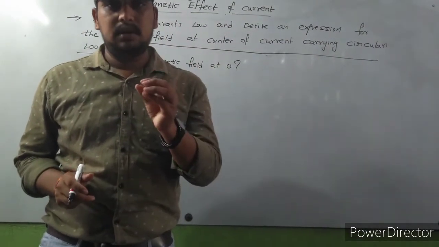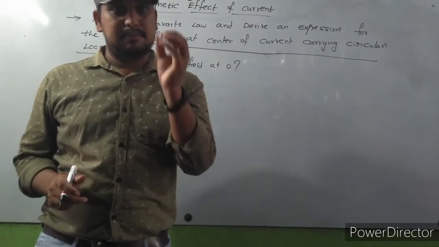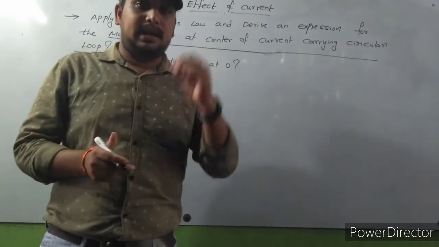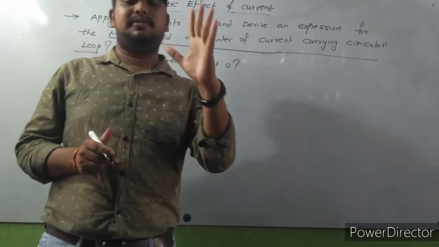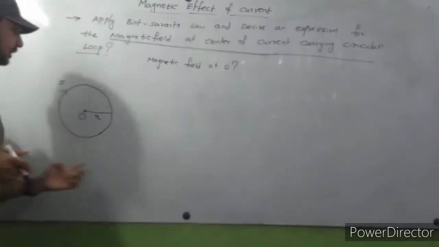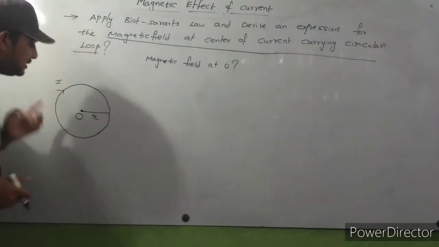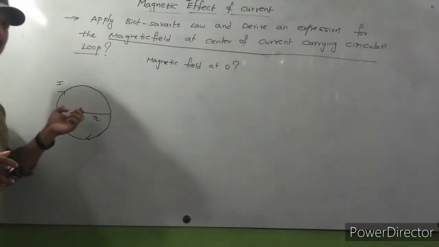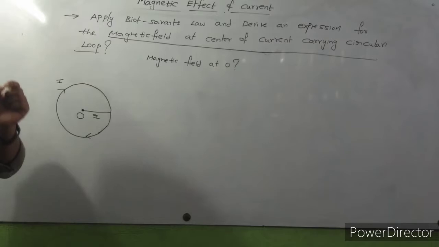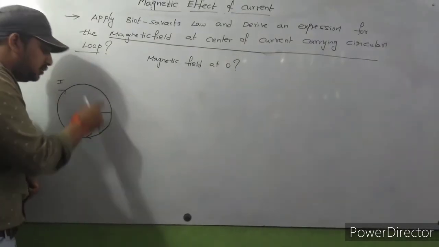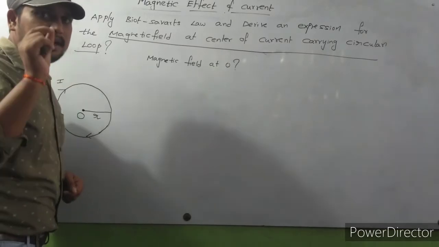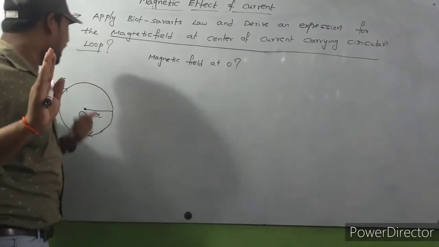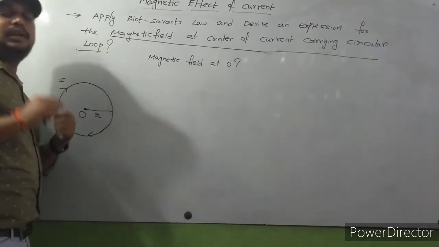You know already, a current carrying conductor must produce a magnetic field, whether it is a straight wire or a circular loop. Current carrying conductor produces magnetic field according to Oersted. So here it is a conductor in a circular shape. Some current is passing through this conductor, so the magnetic field acts at this O. That magnetic field we need to find.